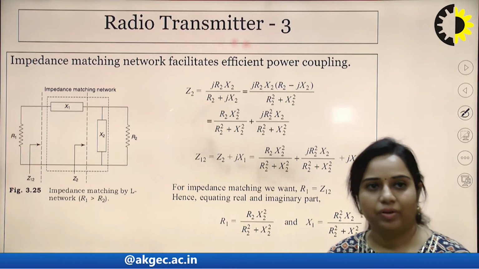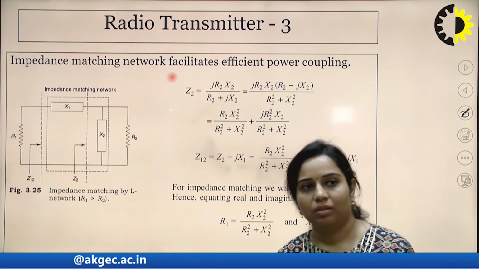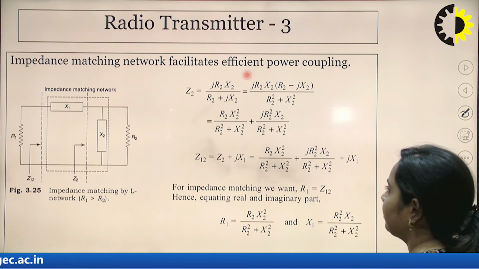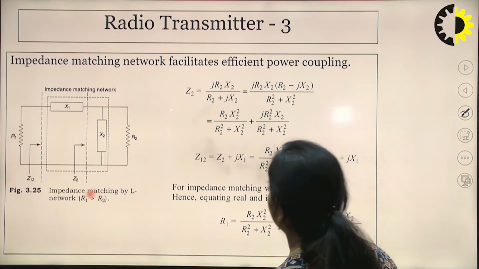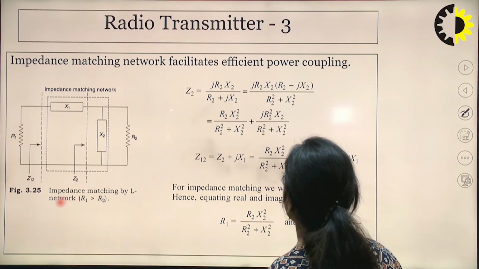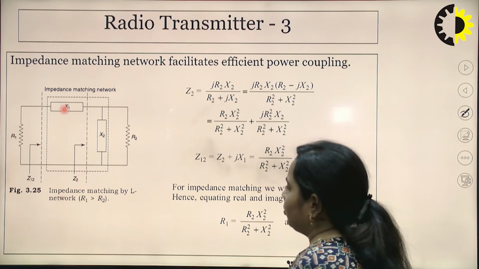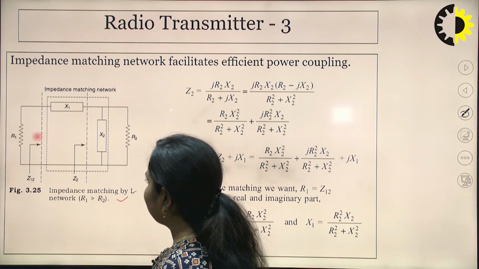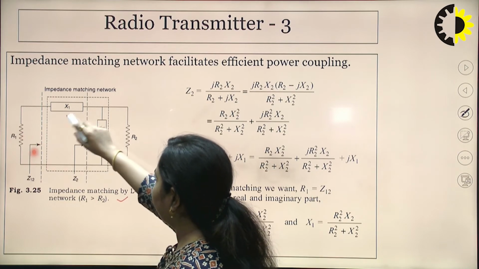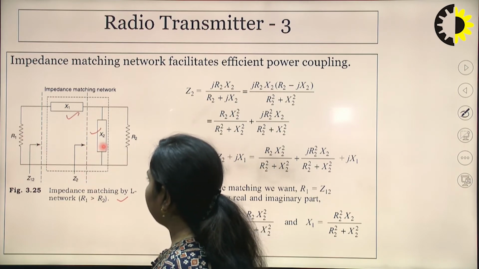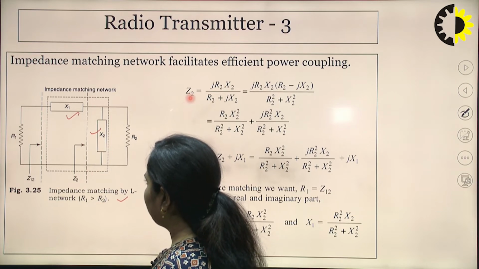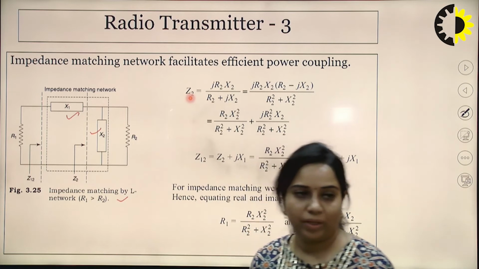Now next is the third radio transmitter, that is the second type. In this case, the impedance matching network facilitates efficient power coupling. So you can see that this is impedance matching by an L network. Now what is L? L is a combination of two reactances, X1 and X2, which are connected in an L form, inverted L.